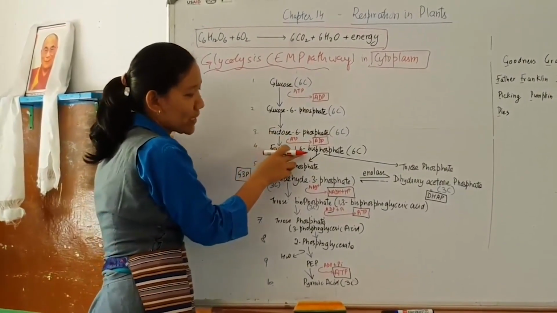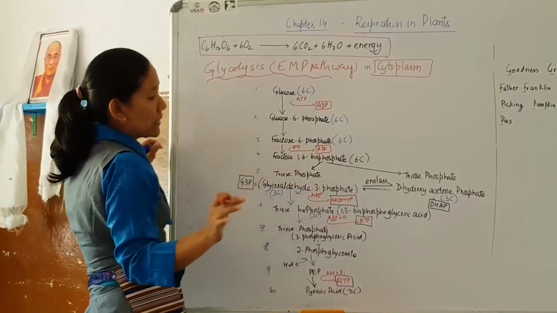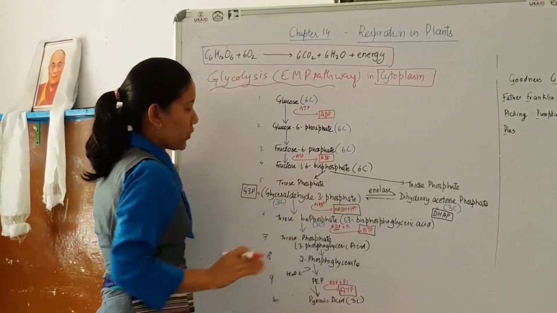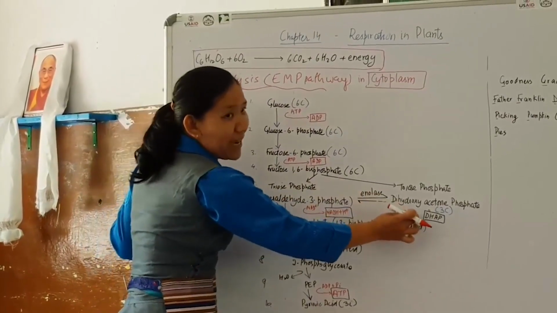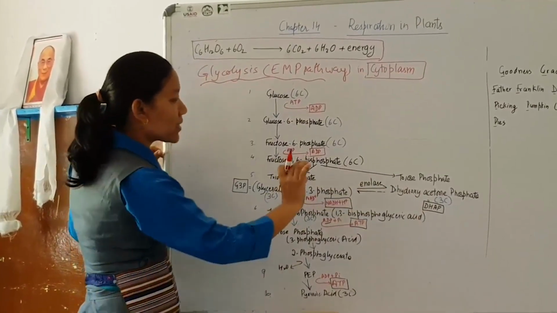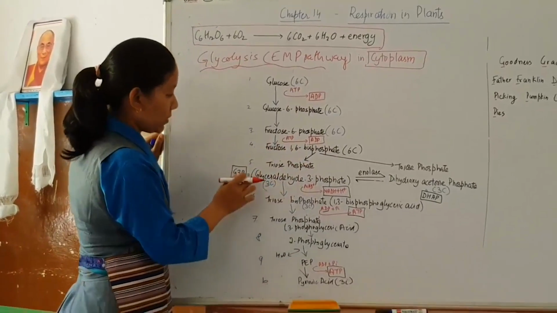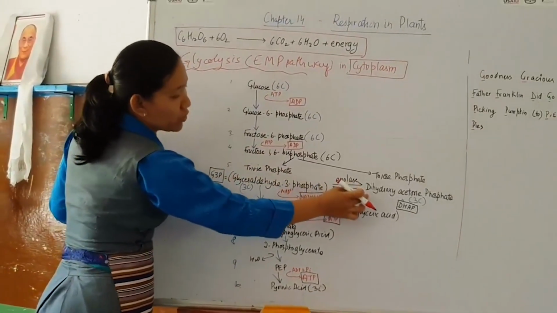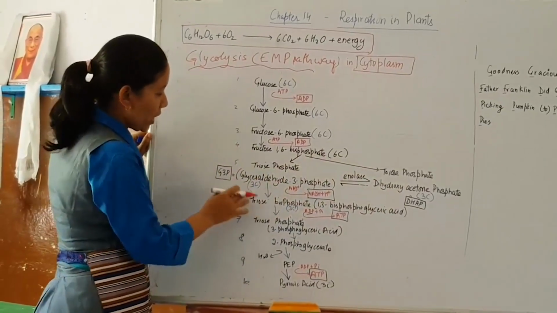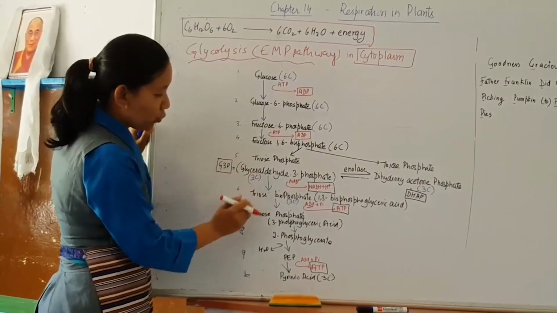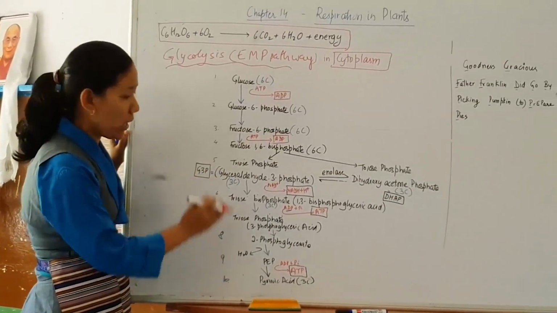becomes fructose 1,6-bisphosphate, which splits into 2 triose phosphates. And these 2 triose phosphates are G3P and DHAP. Since they are interconvertible, this glyceraldehyde can turn into this, and DHAP can be converted to this. Now here, G3P will continue with the glycolysis pathway.